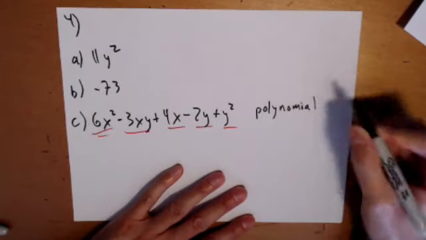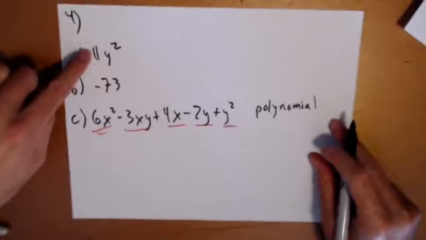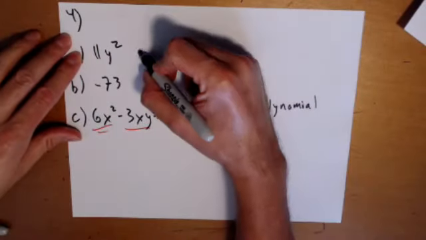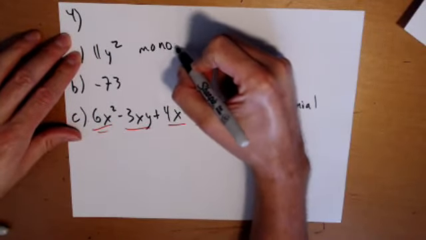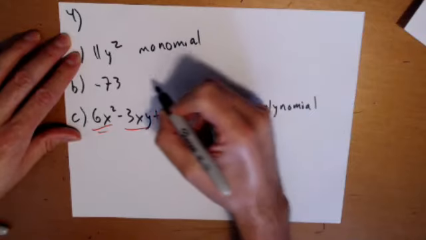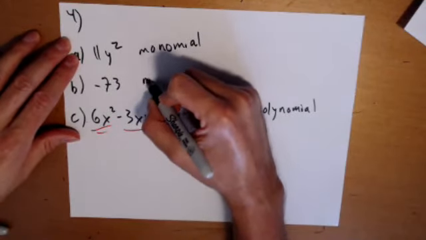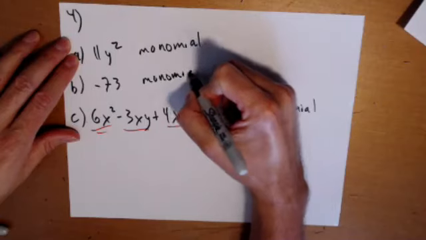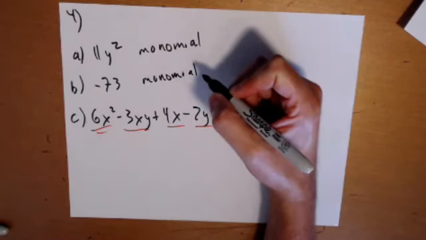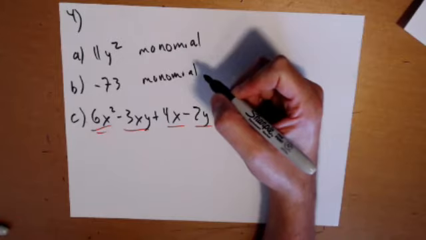Polynomial. Okay, so here there's only one piece going on. Monomial. And this is just one piece also. Monomial. Am I spelling that right? Monomial. Looks weird, but I did spell it right. Okay.